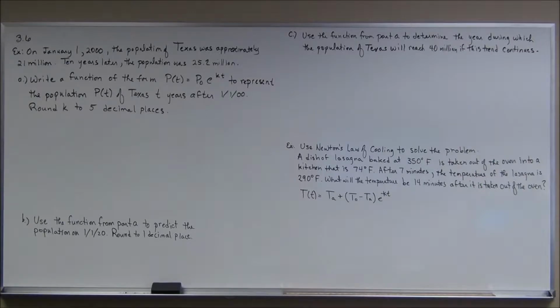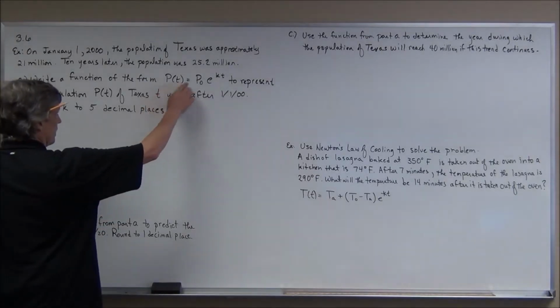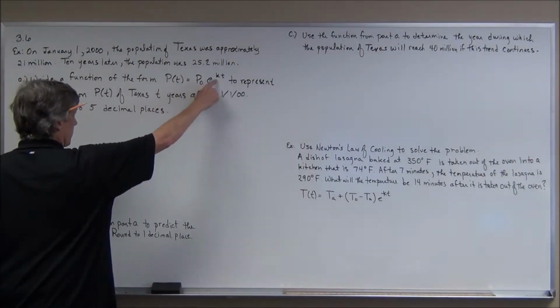Ten years later, the population was 25.2 million people. Write a function in the form P of t equals P sub 0 e to the kt to represent the population P of t of Texas t years after 1/1 of 2000, and then we're going to round k to 5 decimal places. So our variables are going to be P of t and t. We need to find P sub 0 and k.